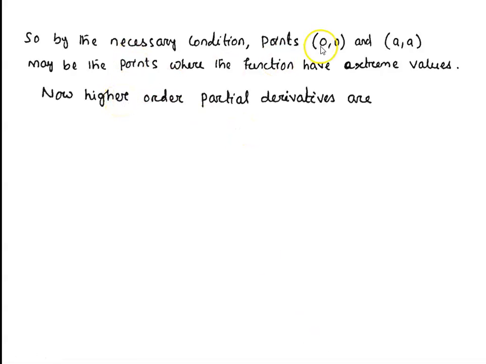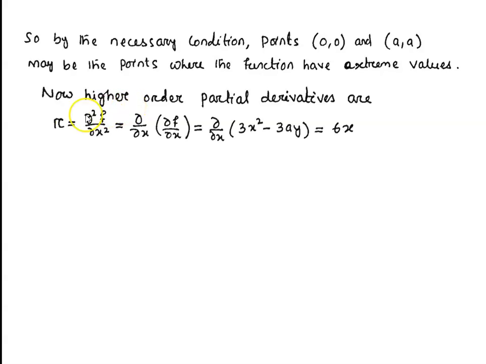To check whether these points (0, 0) and (a, a) are extreme points or not, let us evaluate the higher order partial derivatives r, s, t. Now our r is equal to del square f divided by del x square, that is del by del x of del f by del x, that is del by del x of 3x square minus 3ay. So differentiating 3x square minus 3ay with respect to x, we have 6x. Because 3ay is a constant, we are differentiating with respect to x, so y is constant.